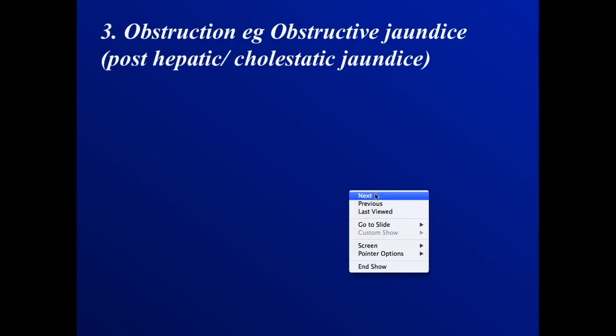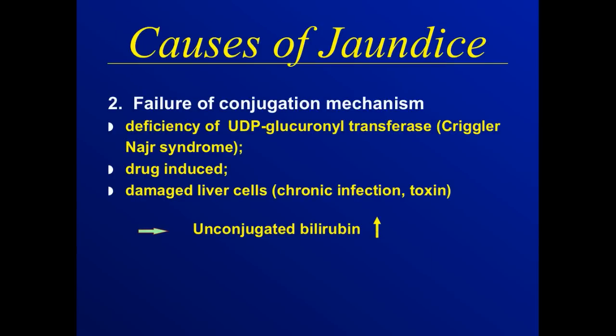So if I were to go back, why did I say high? Because you do not have enough of the enzyme. You have unconjugated coming, but it cannot go to conjugated bilirubin. Therefore, what will be backlogged? It will be your unconjugated bilirubin. So the unconjugated bilirubin will be high in this case.